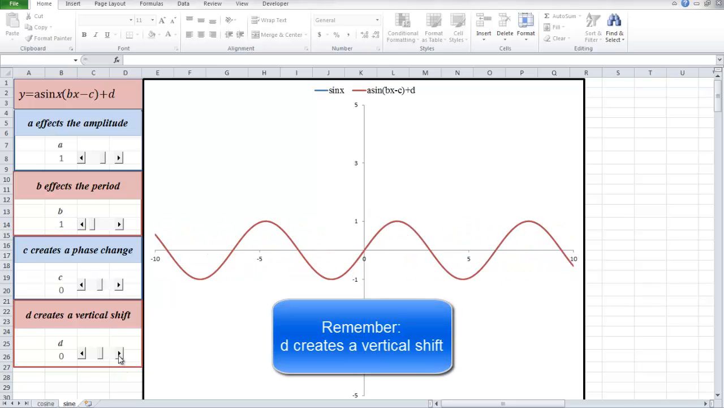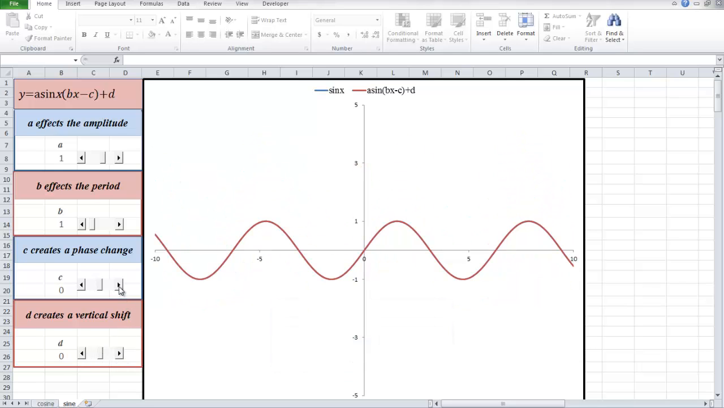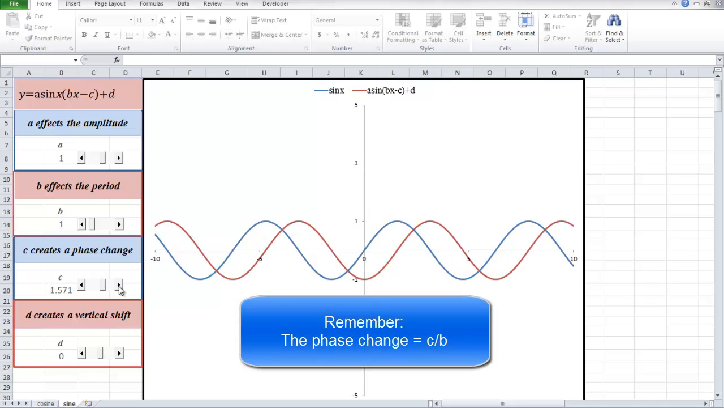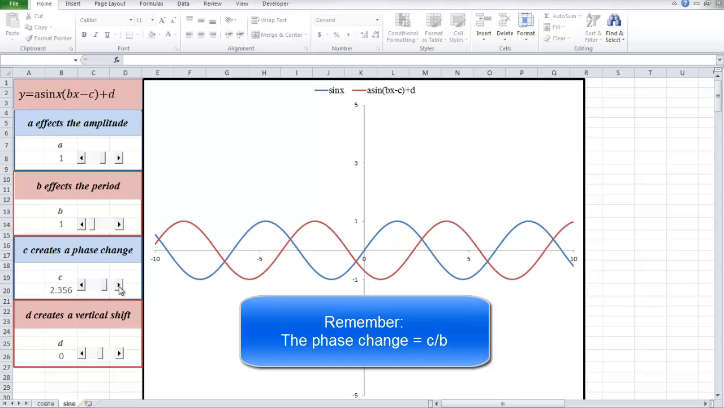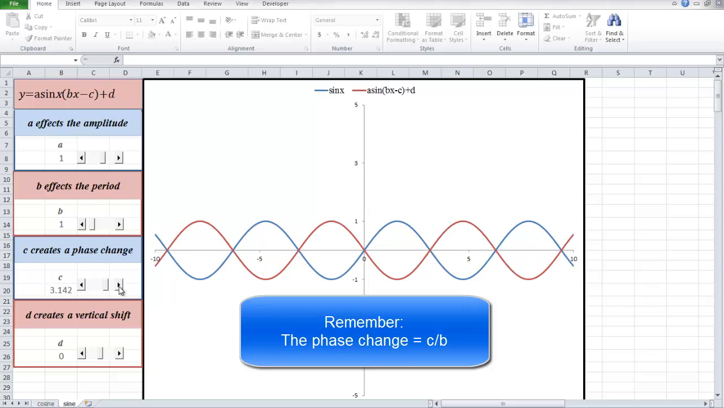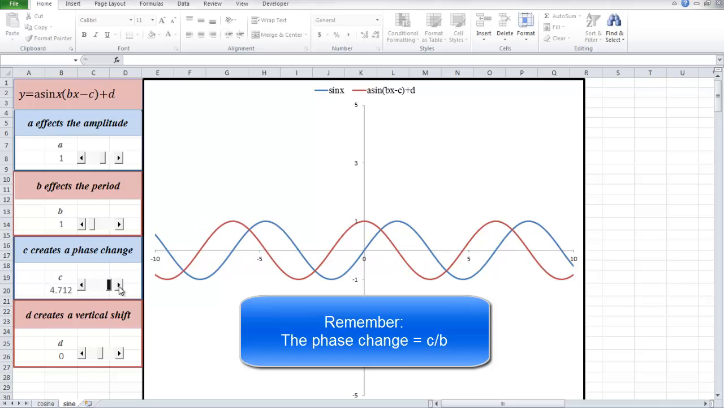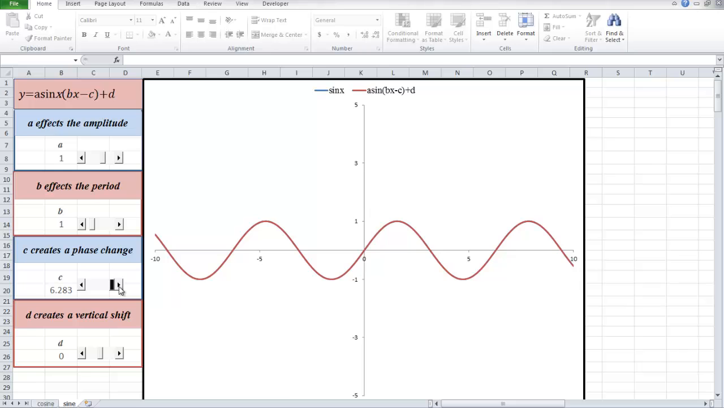D is my vertical shift. This is an easy one to see. And this is my phase change here. These are in pi over 4s, so this would be a phase shift of pi, which you saw before. This is a phase shift of 2 pi, and I get right back to where I started, and that's what the period is of this function. So that should make sense to you.